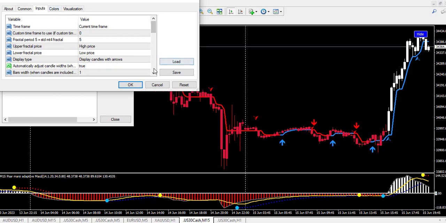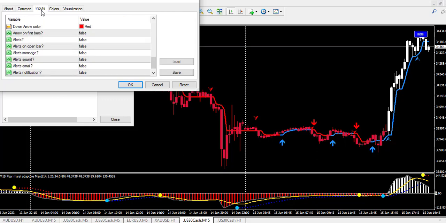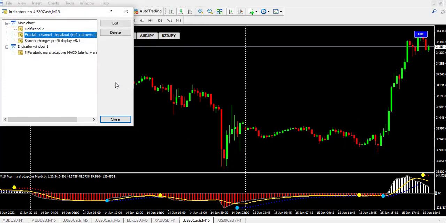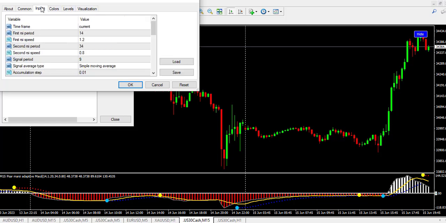Here are the values. Never you worry, in my video description I will drop the template so that you'll be able to use it and have the same settings like mine. And if you want to turn on any of the alerts, feel free to do so. And the last indicator here on the indicator window is a parabolic indicator. These are the colors and these are the values. Just make sure you use my template, download it, it is free.